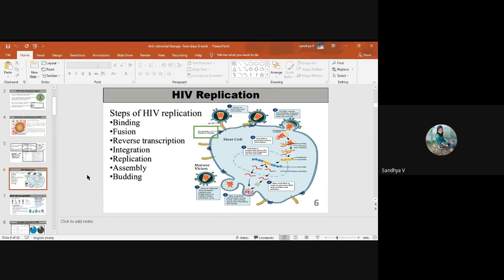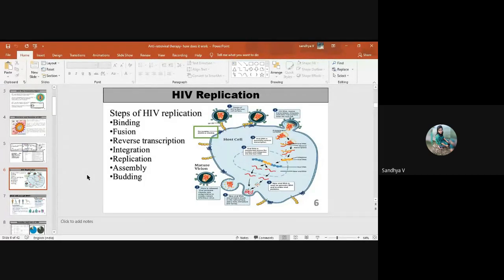So the first step is binding. With the help of the outer envelope GP120, it will bind to our host CD4 receptor along with the co-receptor. Then, with the help of GP120 and GP41, it will fuse with our host cell. Then it will release components like single-stranded RNA and other encoded proteins into our host cytoplasm. Then the viral RNA, with the help of HIV's reverse transcriptase, the enzyme, will be converted into double-stranded DNA.